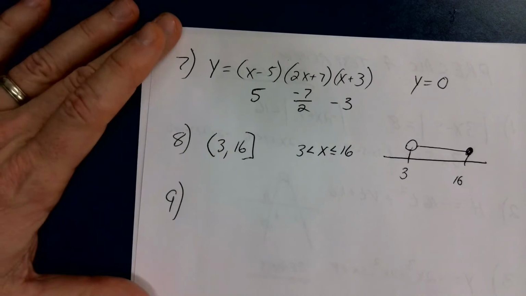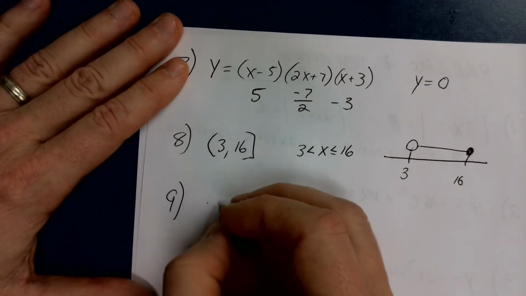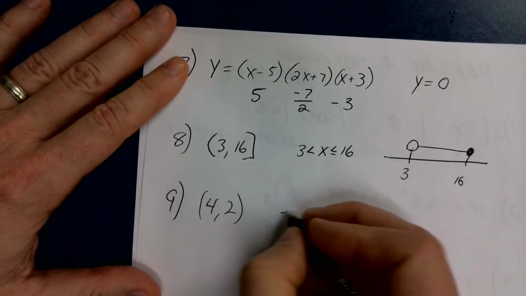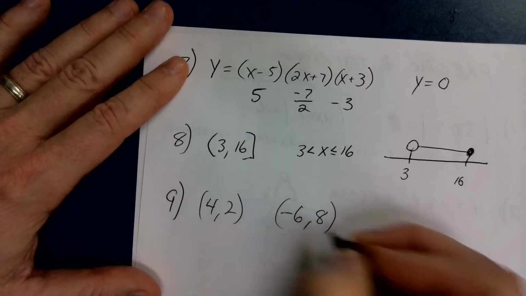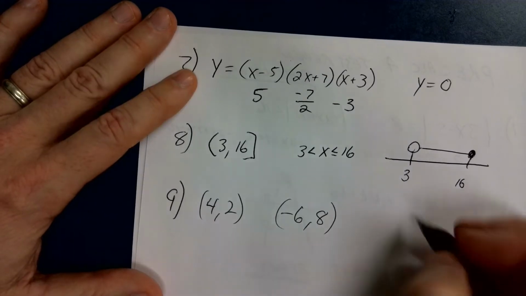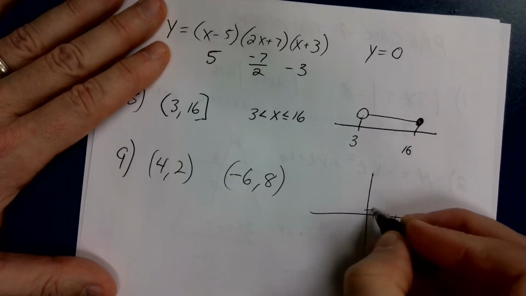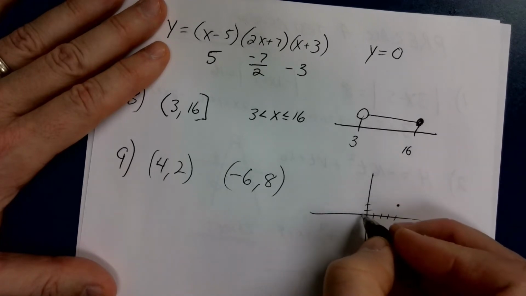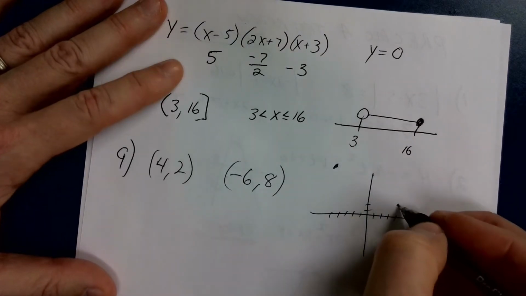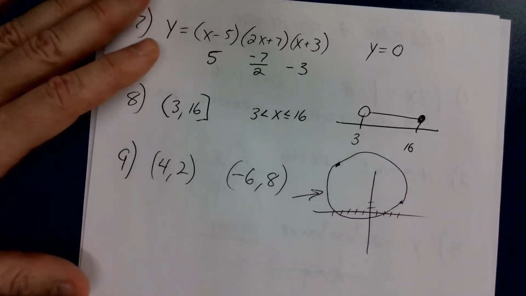Now, I know I'm going fast on some of these things, but hopefully this is just quick little review stuff. So if I had 2 points, 4 comma 2 and negative 6 comma 8, and these were both endpoints of the diameter of a circle, so 1, 2, 3, 4 and 1, 2 for the first point, and negative 6, 8 way up there. And I go, hey, what's the equation of that circle?